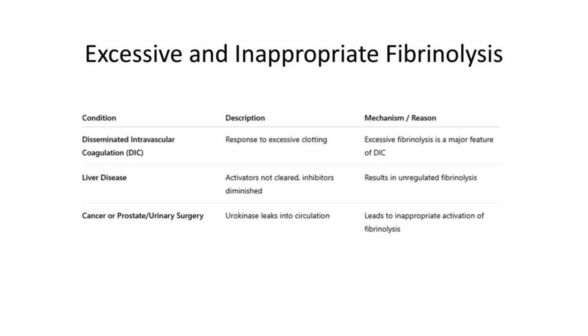The bottom line: inappropriate fibrinolysis can be triggered in three main contexts: excessive clotting, as in DIC, impaired regulation, as in liver disease, or direct urokinase leakage, as seen in prostate or urinary tract conditions. Each pathway ultimately causes the same issue: an imbalance where clots are broken down too aggressively.